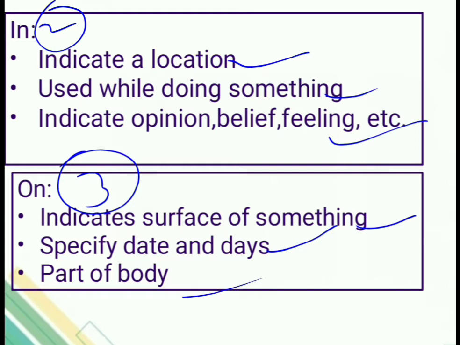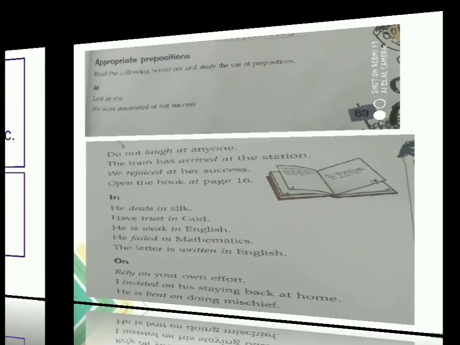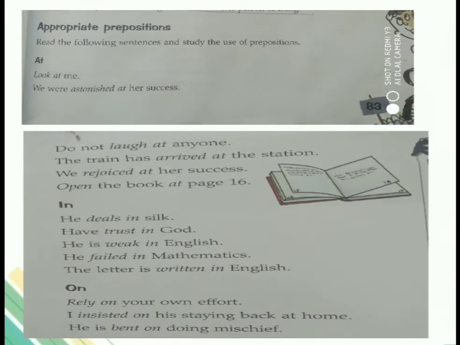Is it understood? Now, as per appropriate prepositions, let's see what a textbook says, and I'm going to explain example wise, not all examples, few examples. Here you're going to study that with this word, this preposition is going to come. Clear? So now at. See, this is on page number 83. At. Look at me.